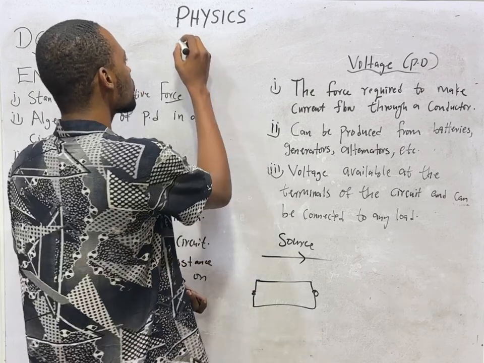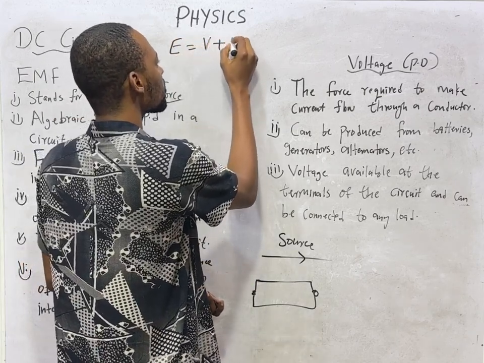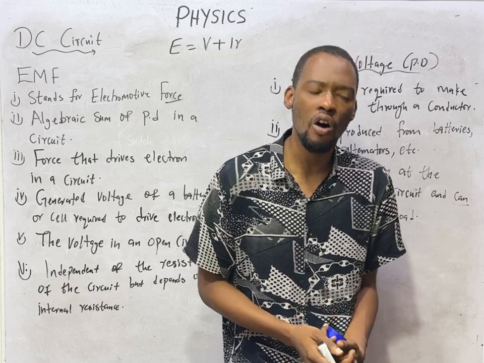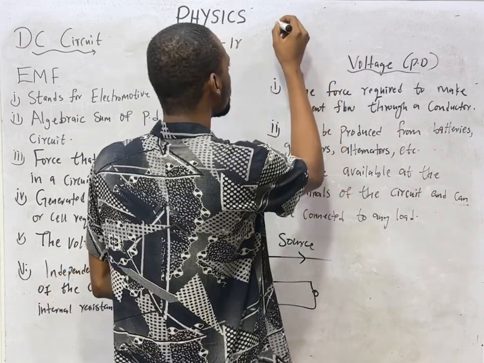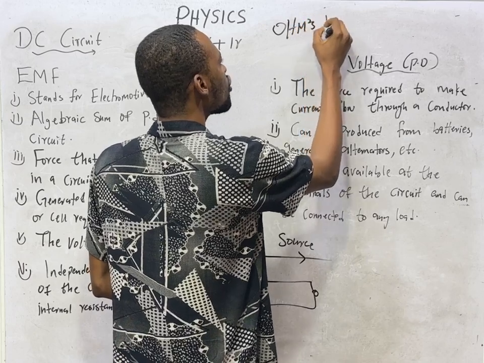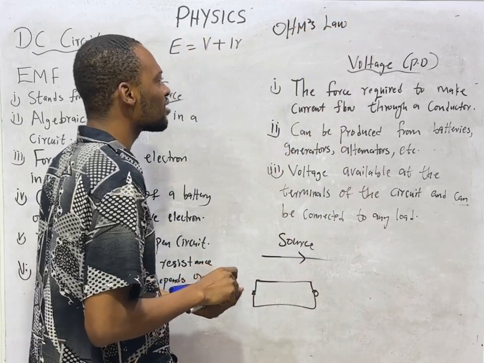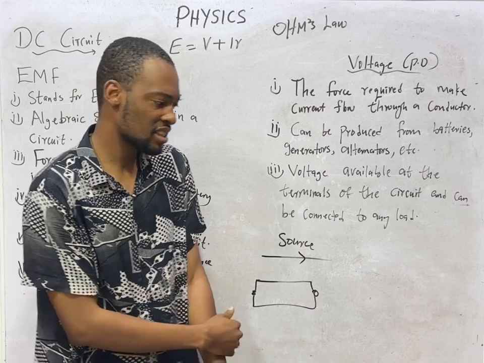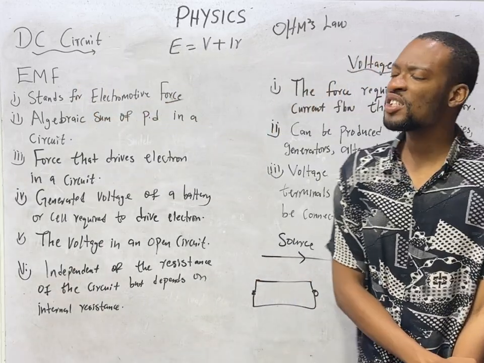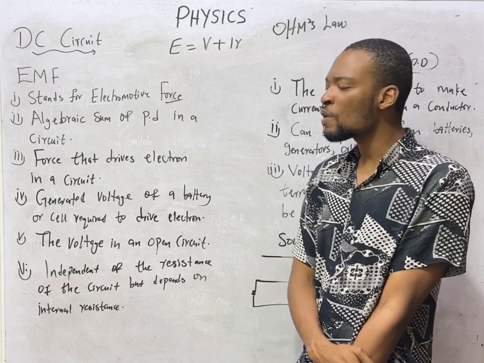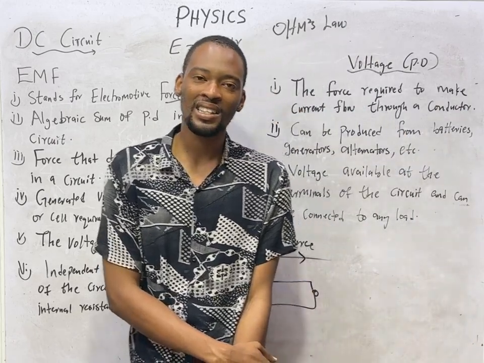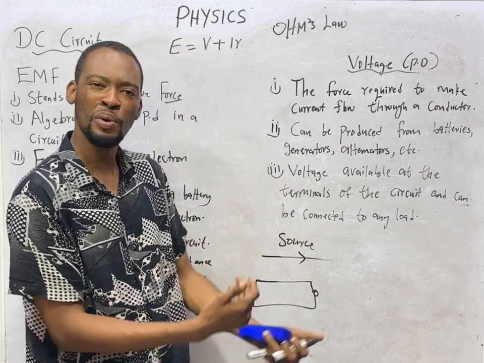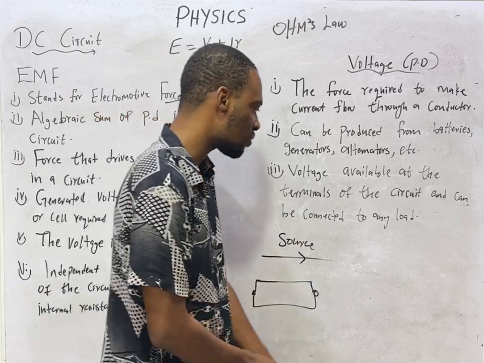The formula for EMF is, look at it, E equals V plus I R. I will explain. By the way, let's take a look at Ohm's law. This is a very important law in electricity. Ohm's law states that electric current passing through a metallic conductor is proportional to the potential difference applied to its ends.